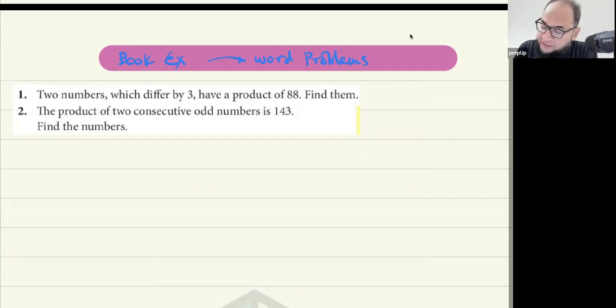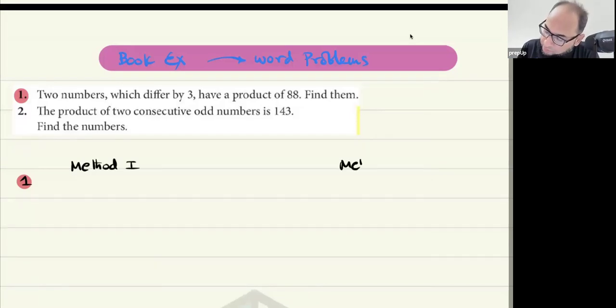Now let's read the first question. Let me get my highlighter ready, and we are starting with the first question. In most cases, I'll be focusing on just forming the equation. It says two numbers which differ by 3 have a product of 88. Find them. Now let me do this question in two ways, method 1 and method 2.